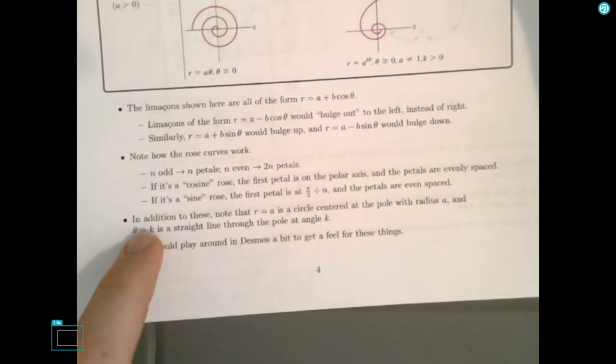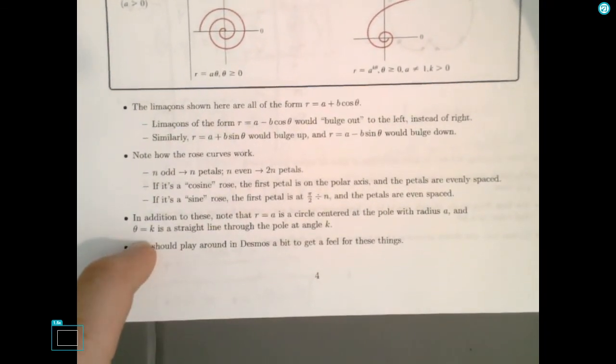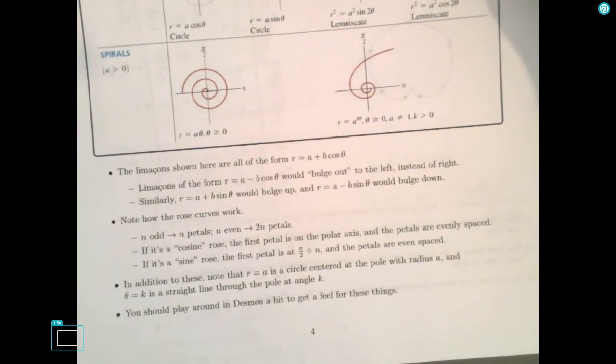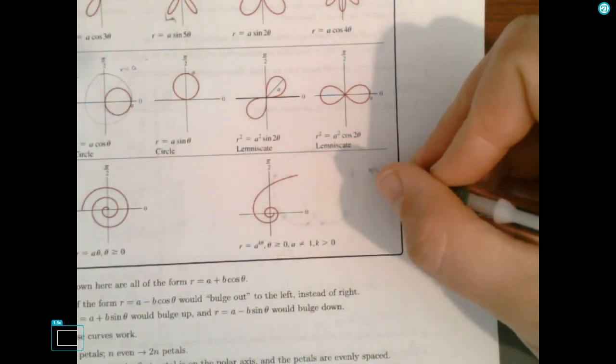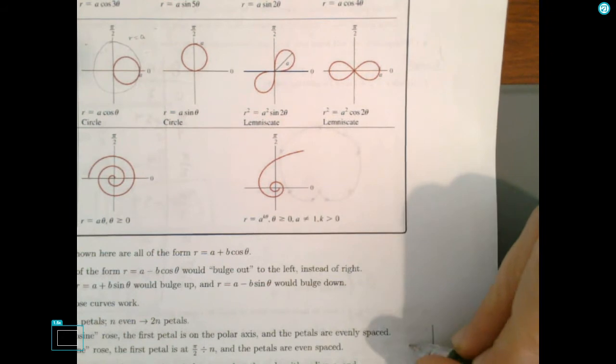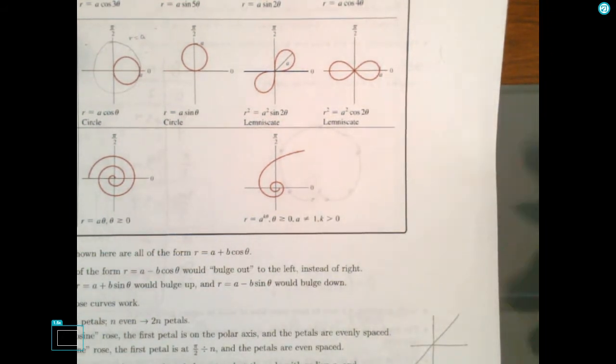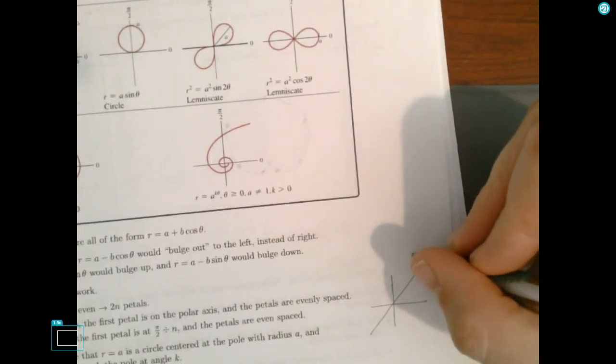And then similarly, theta equals k is just a straight line through the pole at angle k. So like theta equals pi over 4 would just be that, right? This is theta equals pi over 4.